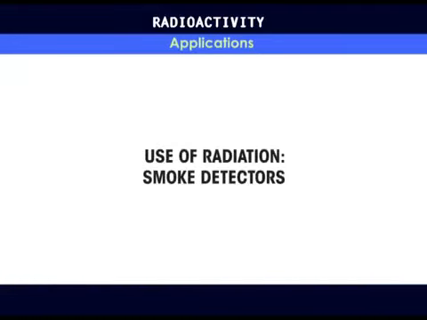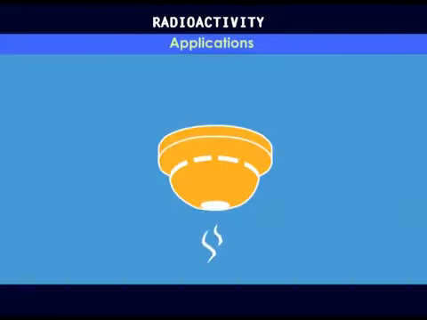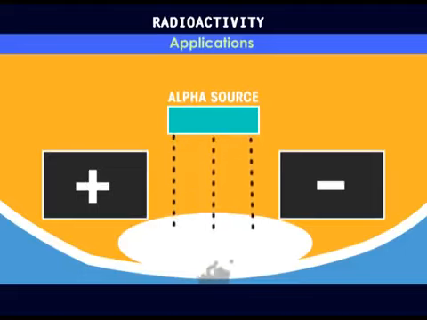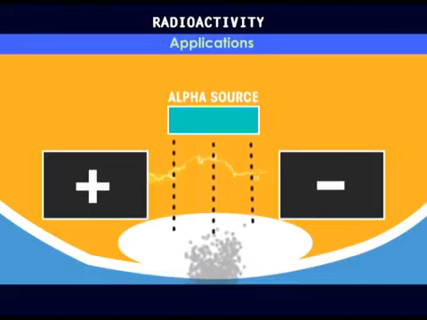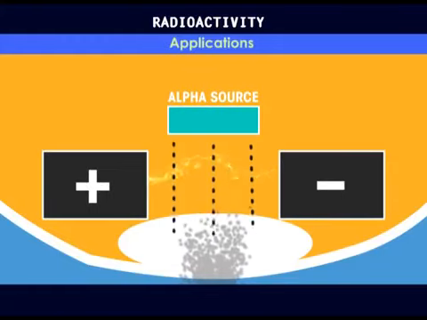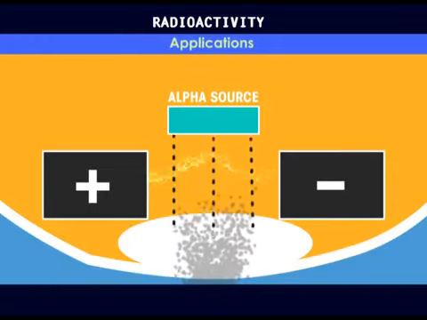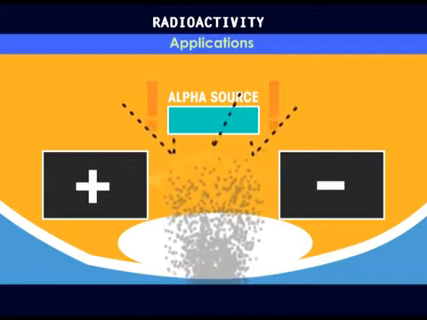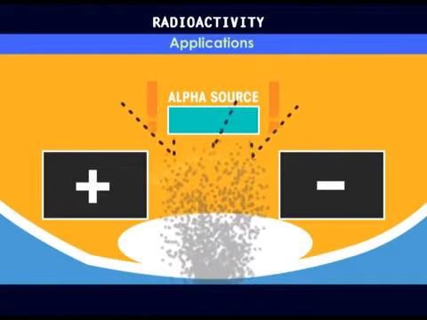Thirdly, use of radiations in smoke detectors. Smoke detectors emit a constant stream of alpha particles. A sensor continuously detects these particles, causing a small current. If smoke particles come between the source and the detector, current is decreased and an alarm goes off.